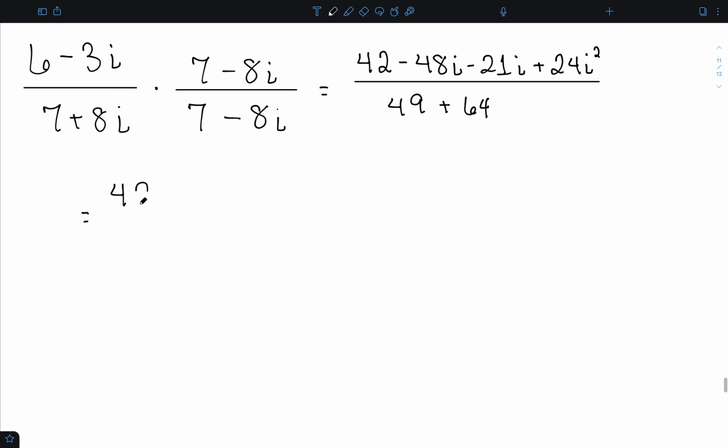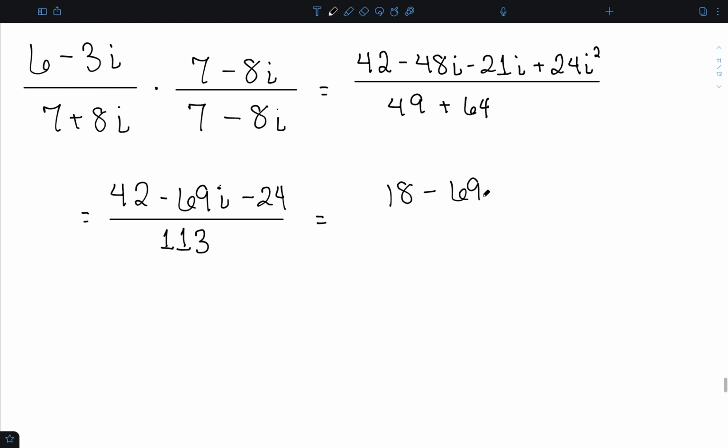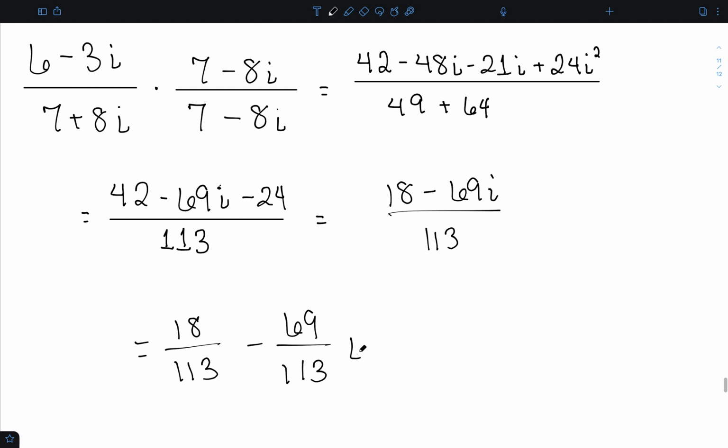Simplifying, negative 48i minus 21i is going to be negative 69i. i squared is negative 1, so this is minus 24. And on the bottom, I have 113. 42 minus 24 is 18, so I have 18 minus 69i over 113. Or 18 over 113 minus 69 over 113 times i.